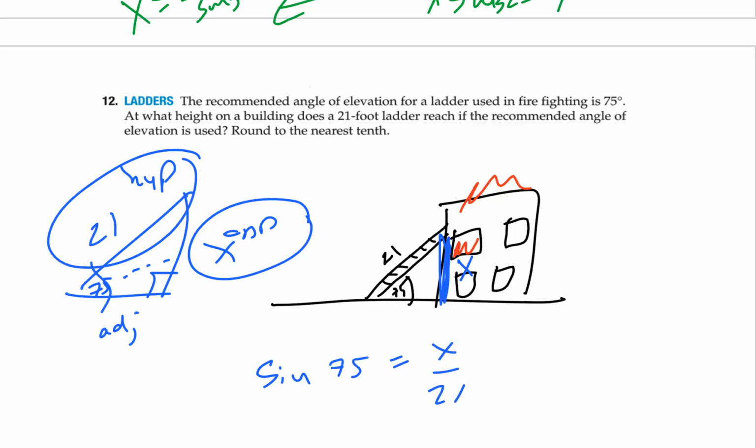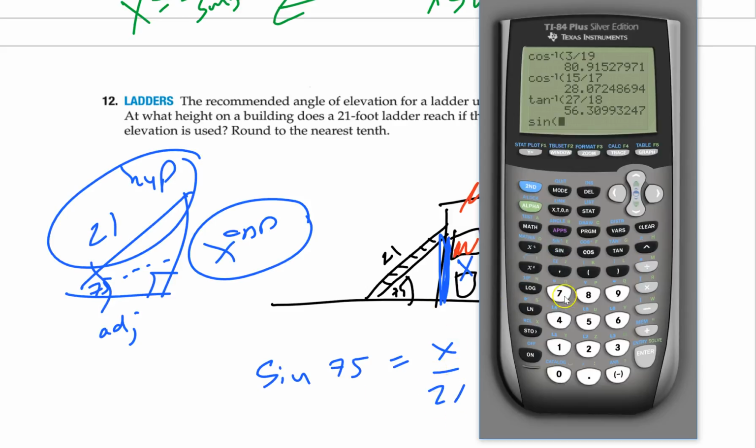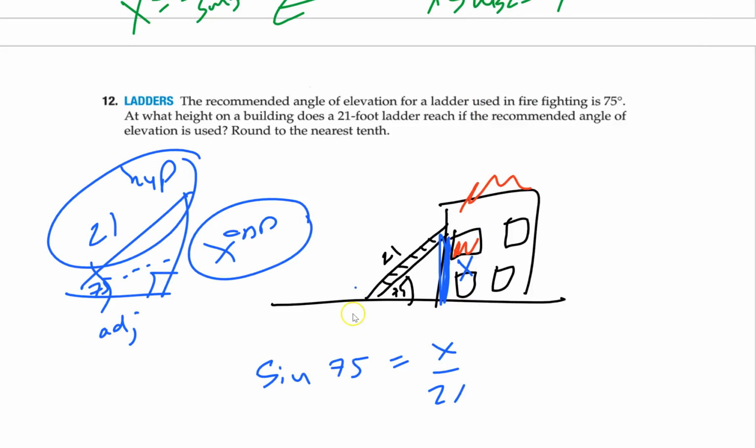Multiply both sides by 21. Sine of 75. Now notice, in this case, I have to close my parentheses. I don't want 21 being part of this. Times 21, and I get about 20.3 feet is the answer. It's kind of interesting.